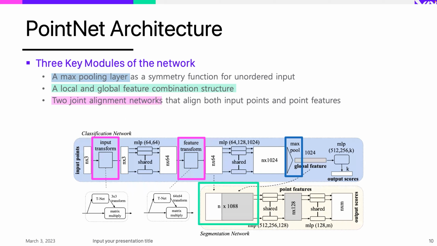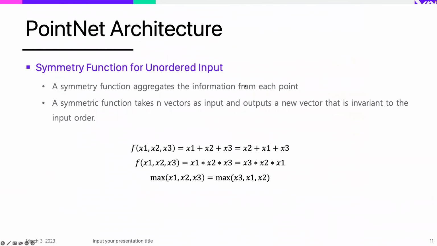So considering these properties, they have created three key modules of the network architecture. Let me briefly explain what they are. The network uses a max pooling layer as a symmetry function for unordered input, a local and global feature combination structure to combine the local and global information, and two joint alignment networks that align both input points and point features to a standardized space. In order to make the model invariant to the input permutation, they use a symmetric function.